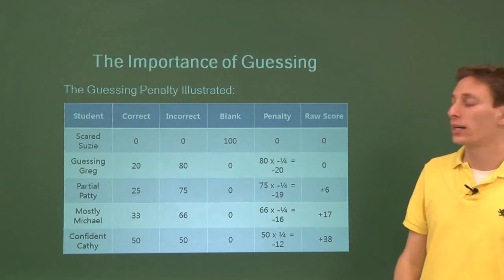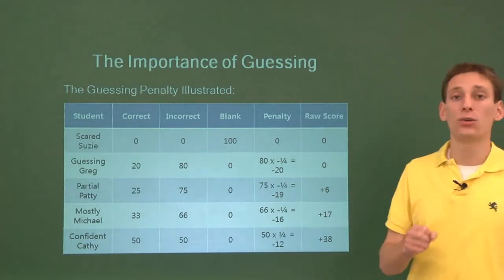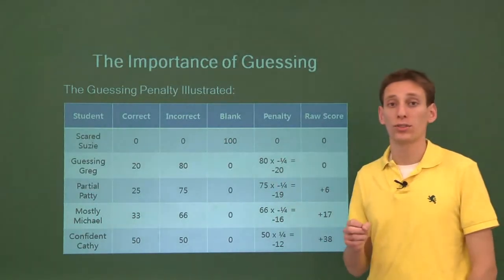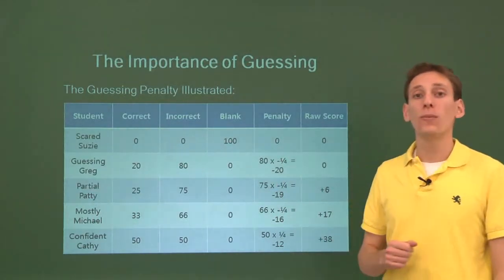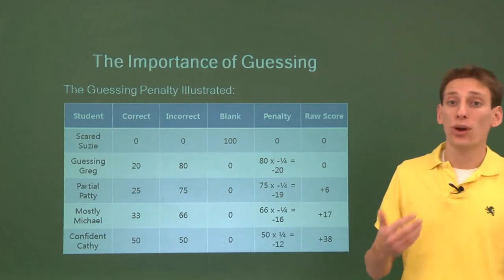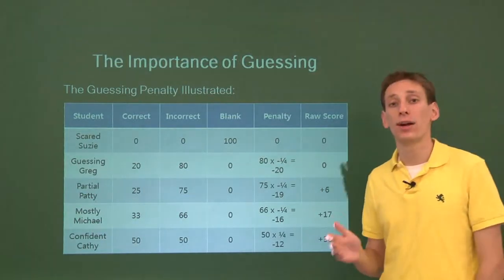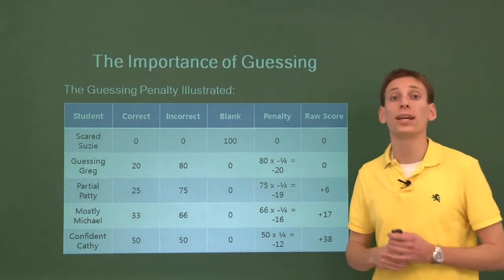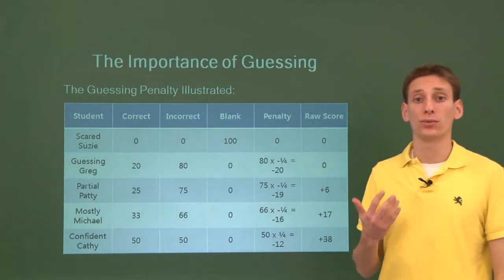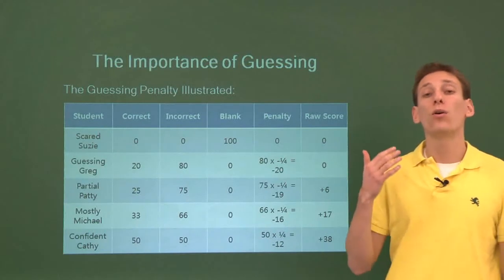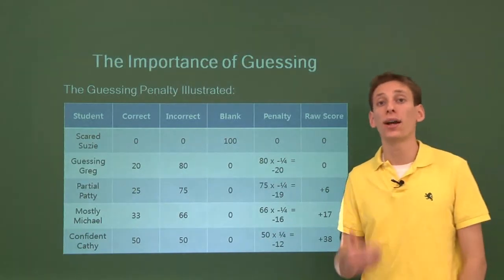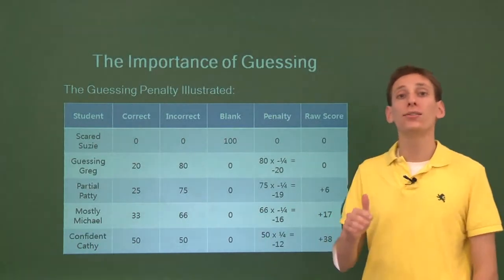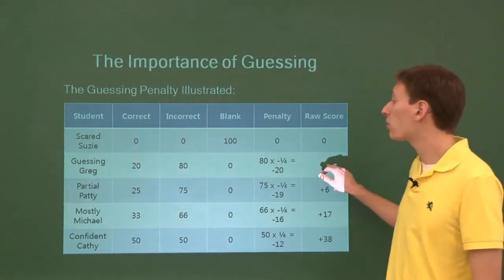Now check out guessing Greg. Greg didn't leave any questions blank, but he only got 20 out of the 100 questions right. If you think about it though, that's what you would get probably if you were just guessing completely randomly on the test. Say there are 100 questions, and each question, as you know on the SAT, has 5 answer choices, right? So if you're guessing, you have a 1 in 5 chance of getting it right. That's a 20% chance of getting it right. So if you just completely randomly guessed on the test, you'd get a raw score of 0.